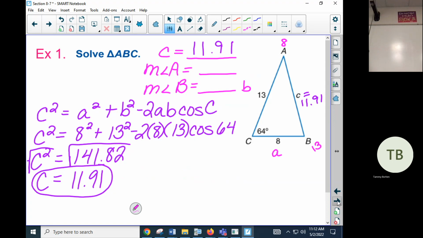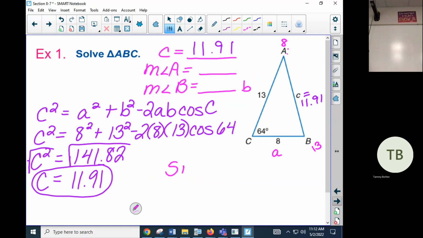The rule that I was mentioning earlier, the smaller side, or I'm sorry, smaller angle is going to be opposite the smaller side. You know how 8 is less than 13? That means you want to find A next, because A is across from a side that's smaller than what angle B is across from. Now, if you remember what law of sines was from last week, we needed to know an angle and its opposite side.